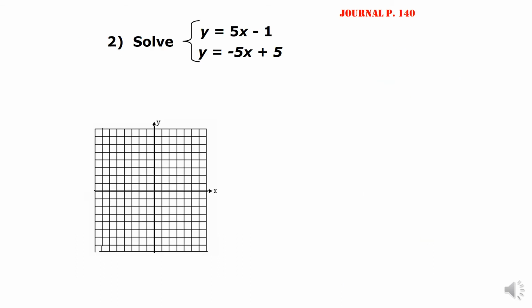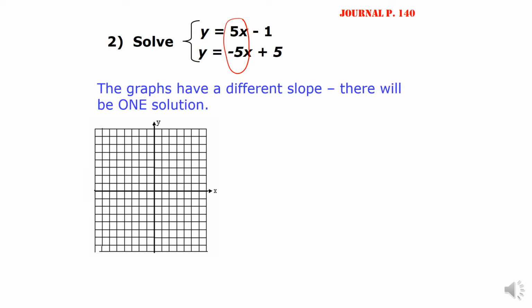Okay, so I look at this one. Oh, they have different slopes. Those lines are not parallel. Since they have a different slope, we know immediately that they have one solution. Okay? And there's the solution. All right, so let's look at some different equations and see what we can see.